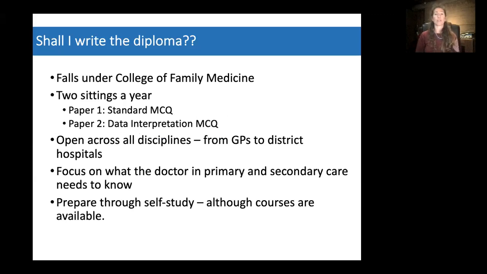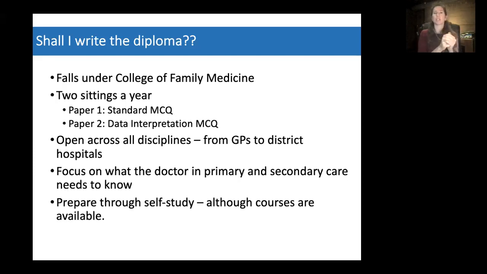I am the convener of the diploma in HIV management, and I've been tasked with taking it into a new era. It sounds very posh, but what's happened is the original diploma used to be written by the infectious disease guys. So it's always fallen under family medicine. If you want to find out about the diploma, you go to the College of Medicine website. You go to family medicine, and then you'll find the diploma of HIV medicine underneath there.